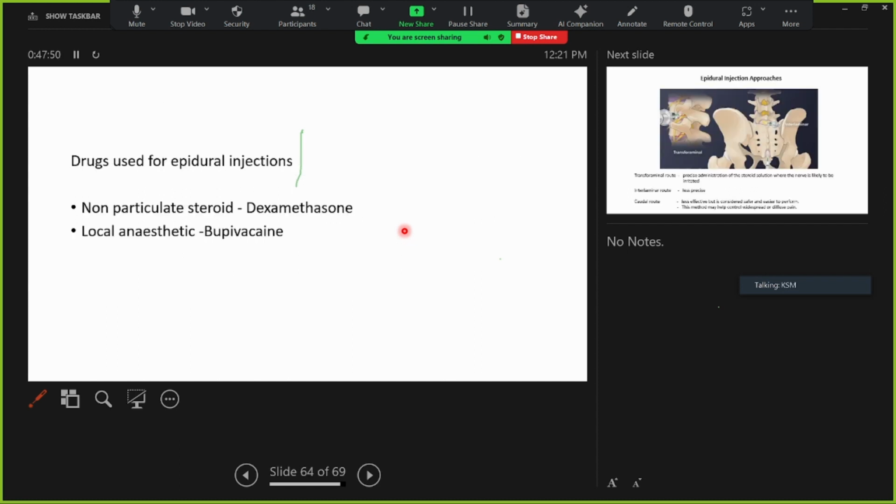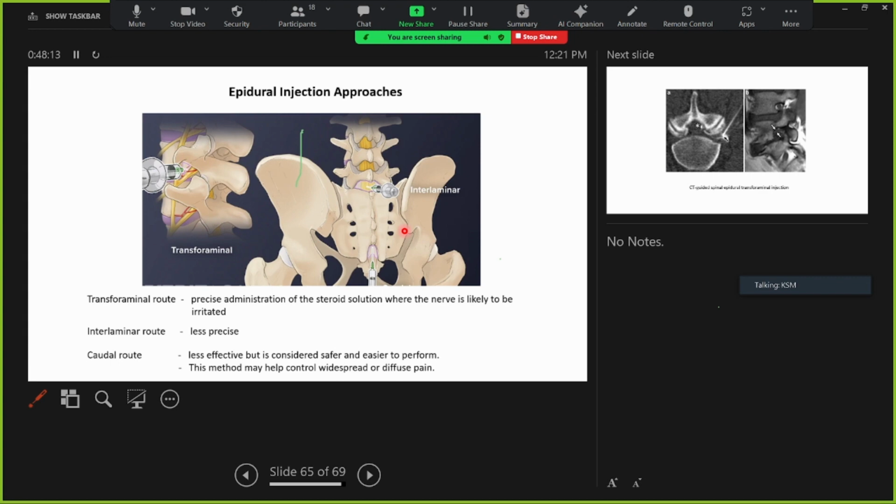Usually we use a non-particulate steroid like dexamethasone here, because there is a risk of the spinal arteries getting thrombosed and embolized, and then there will be some spinal cord infarction. That is why we use non-particulate steroid in epidural injections, with long-acting analgesics like bupivacaine. There are 3 routes: transforaminal, interlaminar and the caudal route. That can again be done under fluoroscopy or CT.